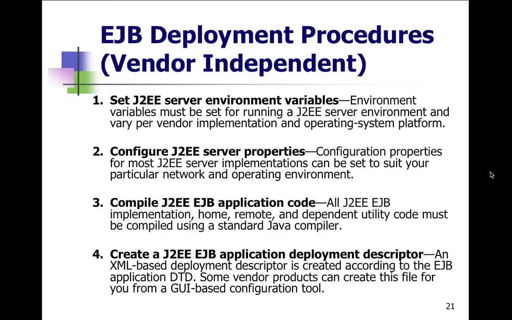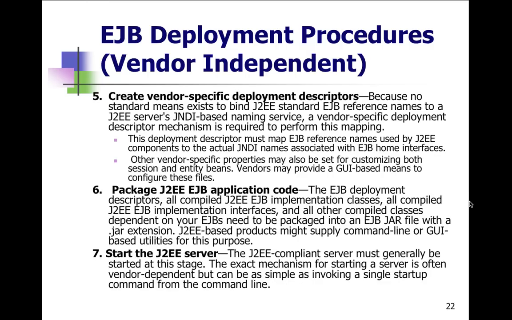So set the environment variables for the server. Configure them in terms of setting the properties associated with it, so they suit the particular needs of the network environment, whether they be security properties, access properties, whatever is involved. Compile the application code. Create the application deployment descriptor, which may be done for you automatically, depending upon the tool that you're using to compile the code. Create the vendor-specific deployment descriptors for any vendor information that you're using, third-party tools and components of your application.